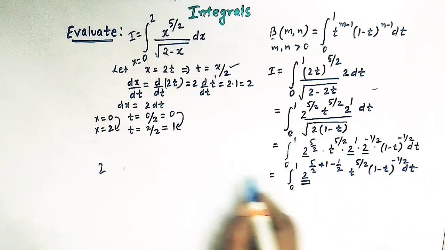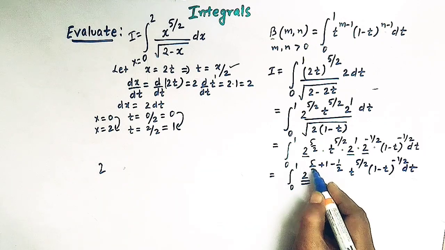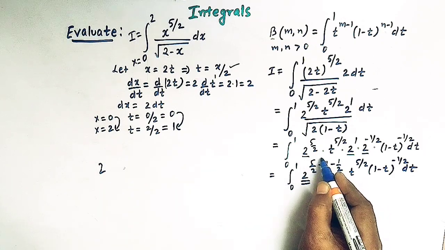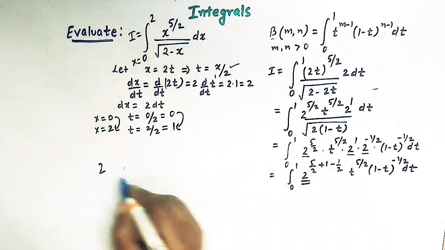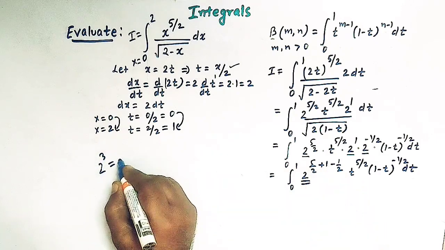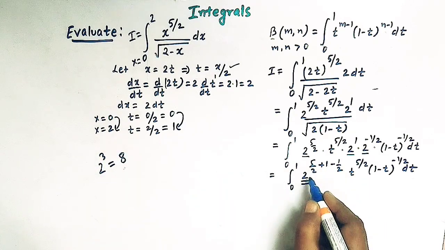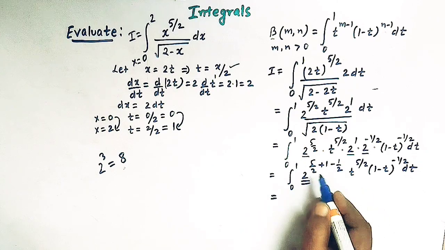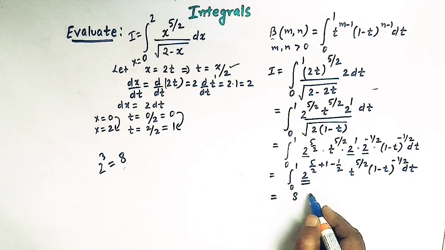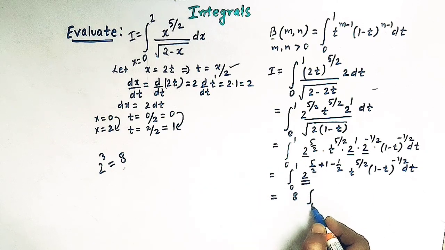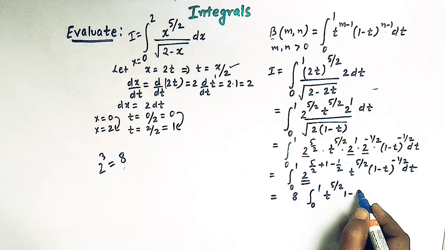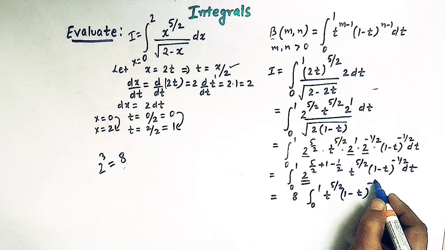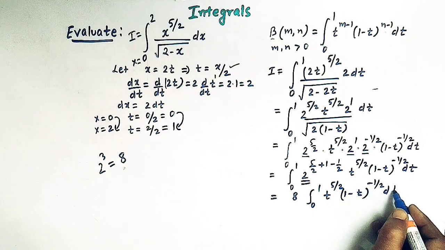So now simplifying this term, we have 2 raised to, here we have 5 over 2 minus half is 4 over 2, that is 2, and 2 plus 1 is 3. So we have 2 cube, that is equal to 8, right? And taking 8 outside the integral, we have 8 times the integral 0 to 1 of t raised to 5 over 2 and 1 minus t raised to minus half and dt.